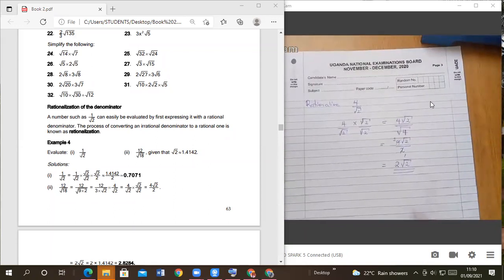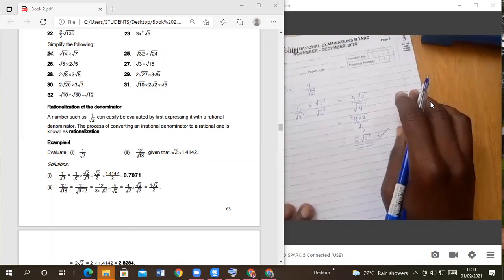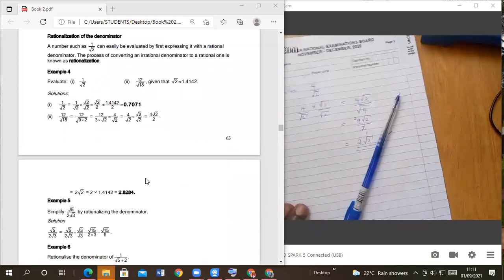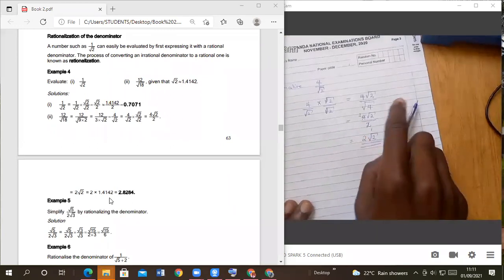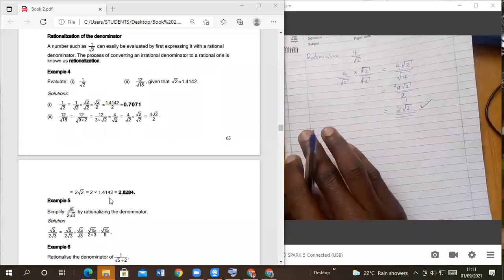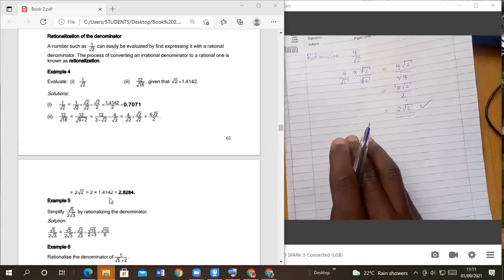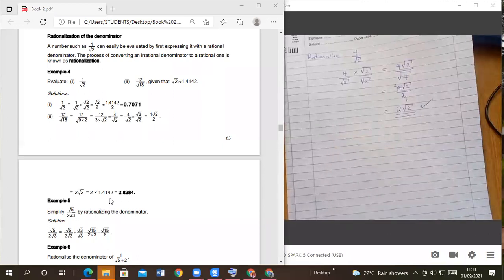Very good, members. That is how we rationalize surds when we have only a single root in the denominator.